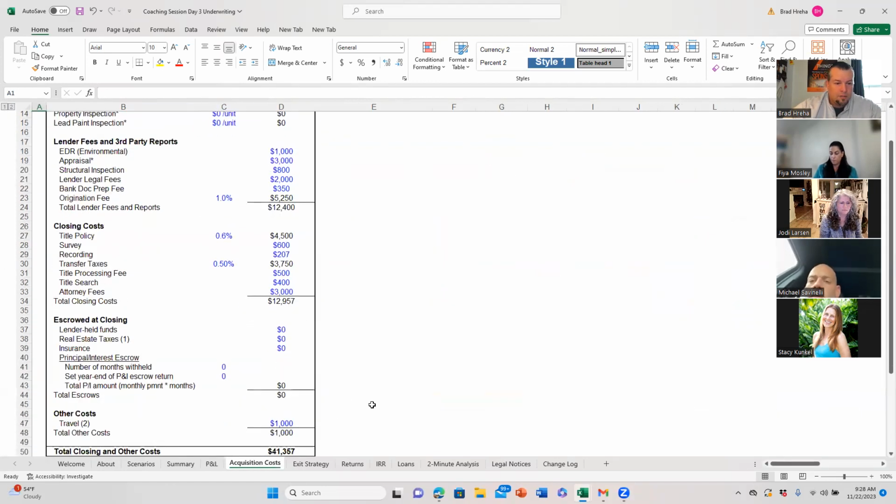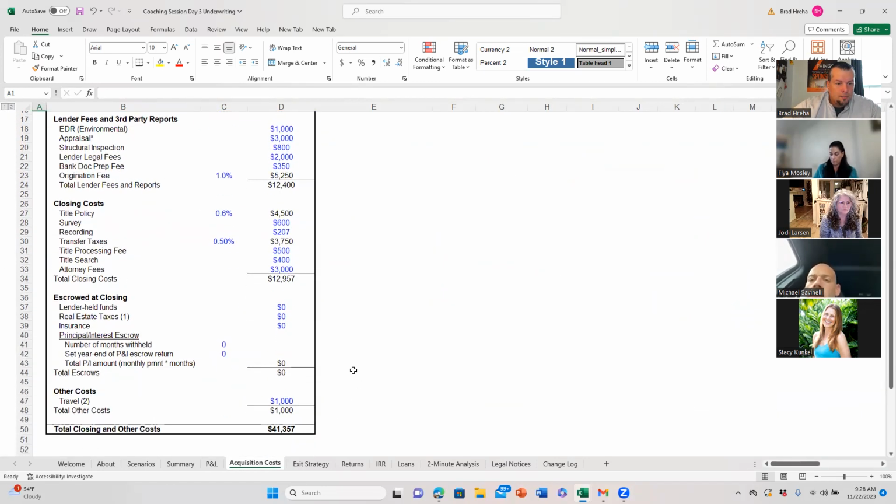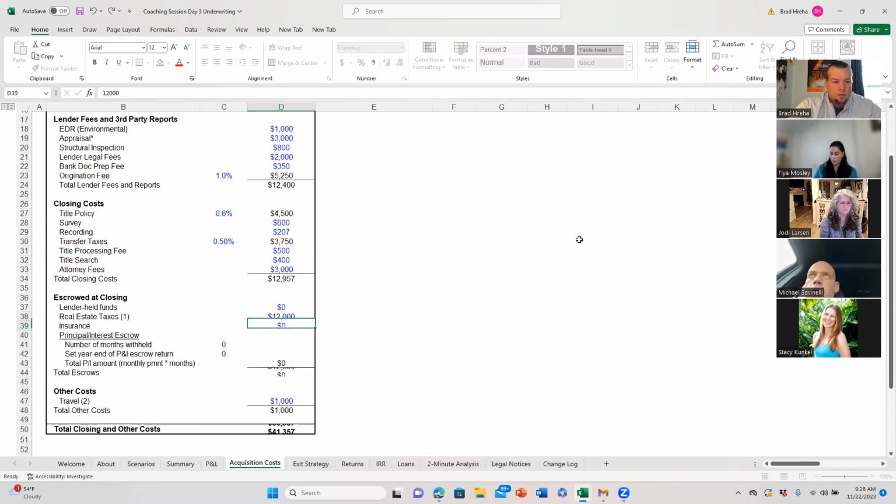Okay, here's where I throw it in usually. So I'll put my taxes in here. And then insurance as well. I think insurance is 40. Oh, you're on the acquisition cost. Okay.